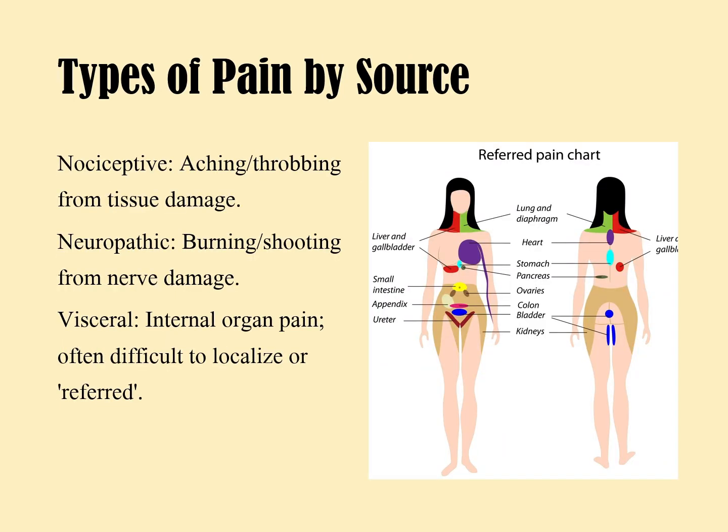Types of pain by source. Finally, we classify pain by its source. Nociceptive pain is aching or throbbing from physical tissue damage. Neuropathic pain is burning or shooting, caused by damage to the nerves themselves. We also see visceral pain, which arises from internal organs. Visceral pain is often difficult to localize and may be felt as referred pain in a completely different part of the body.